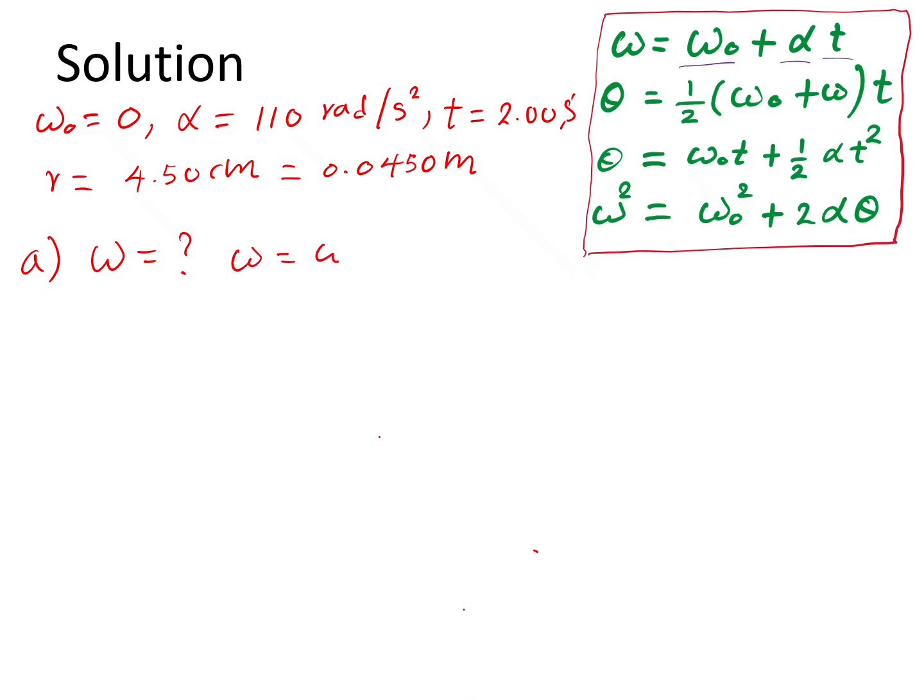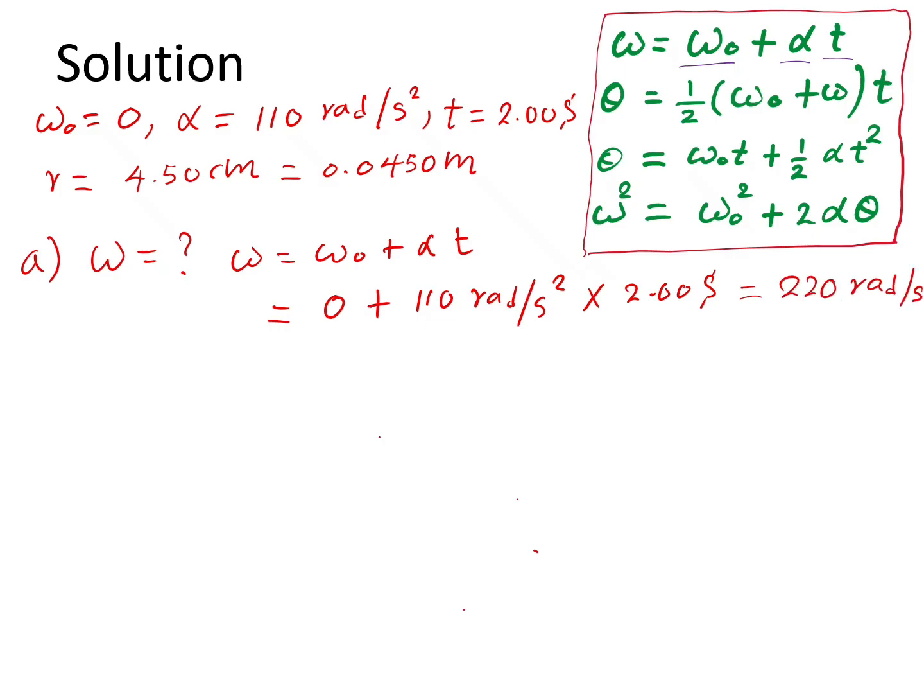Omega equals omega naught plus alpha t. And let's substitute the values. Omega naught is 0, alpha is 110 radians per second squared times the time is 2 seconds. And this equals 220 radians per second.